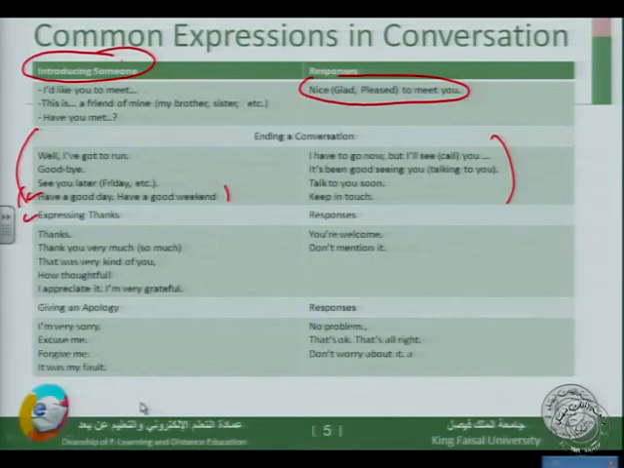Also, we have some expressions for how to give thanks, like, thank you, how thoughtful, appreciated. The responses should be, you're welcome, do not mention it.